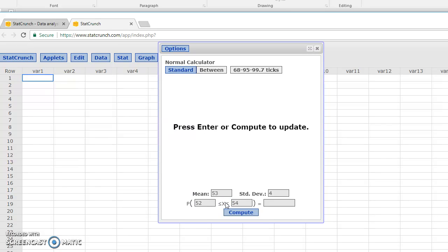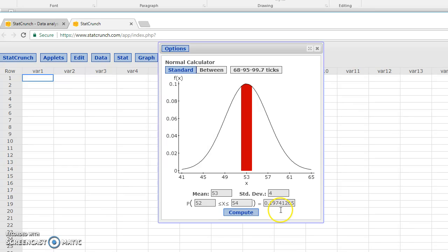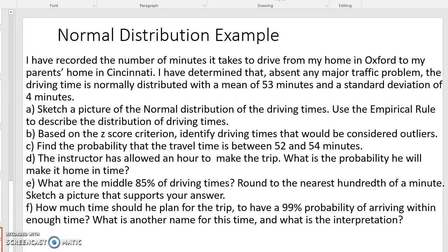On the left side of the equation go the values that correspond to the driving times, and then I press compute, and the probability or area under the curve will show up in the box to the right of the equal sign, and the corresponding shaded area under the curve is here in red. So approximately 19.74% of driving times are between 52 and 54 minutes. So that was part C.